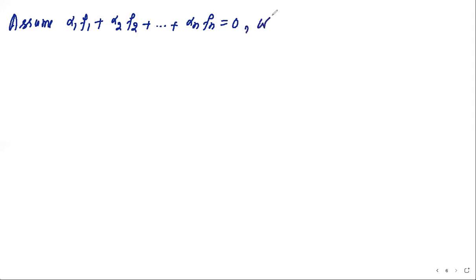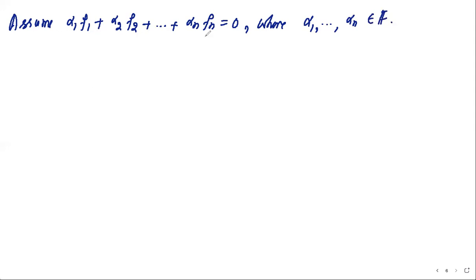Okay, now assume alpha 1 F1 plus alpha 2 F2 plus so on plus alpha n Fn is equal to 0. So first we will show that the set F1, F2, Fn is a linearly independent set, and for that we will take this linear combination and show that each alpha is equal to 0. Here alpha 1 through alpha n are scalars from the field F.